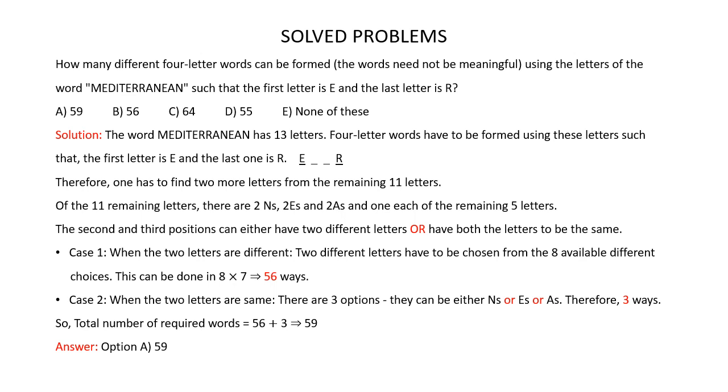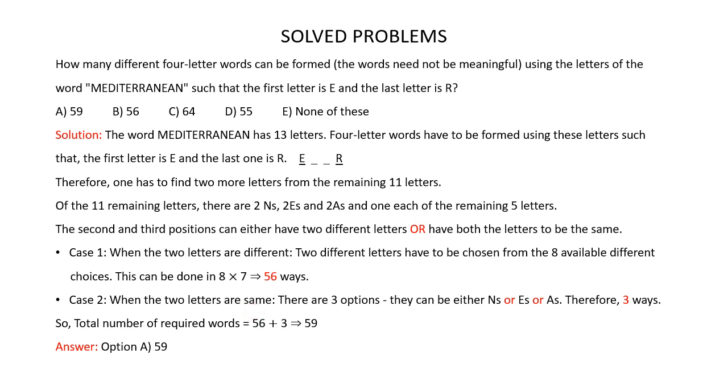Now since the third letter has to be different from the second letter, now we are left with only 7 letters. So the third position can be filled in 7 ways. So the total number of ways when the 2 letters have to be different is equal to 8 multiplied by 7, which is 56 ways. Now let's look at case 2 when the 2 letters are the same.